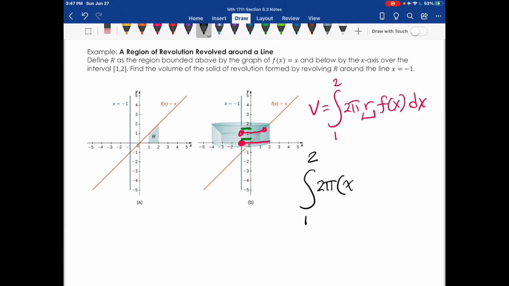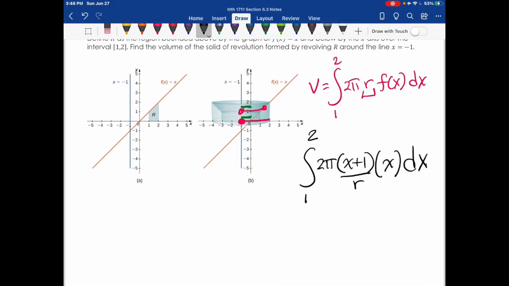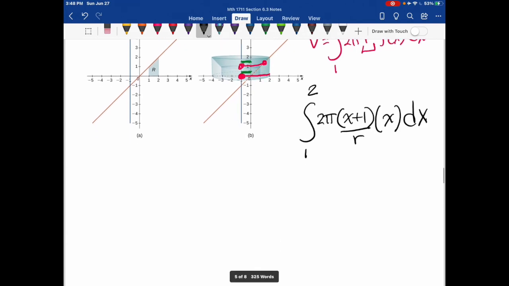So we're going to rewrite our integral for the volume as 1 to 2, 2 pi. The radius is now going to be x plus 1 because it doesn't start from the origin out for the value of x. It's shifted over 1. So it's going to be from -1 to 0 and then from 0 to x. So we're counting that extra unit. And now f of x is x. And then we have dx.